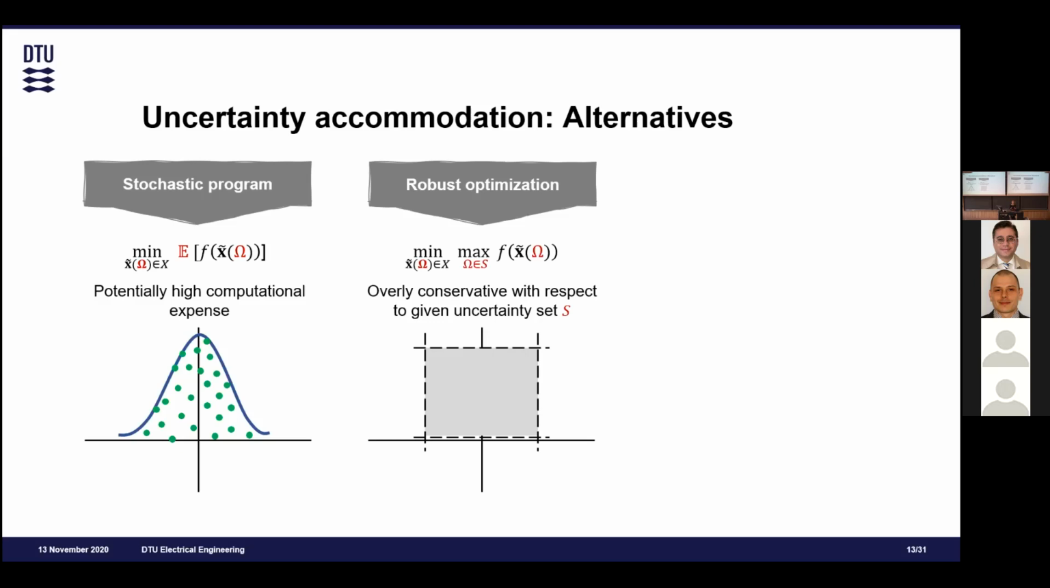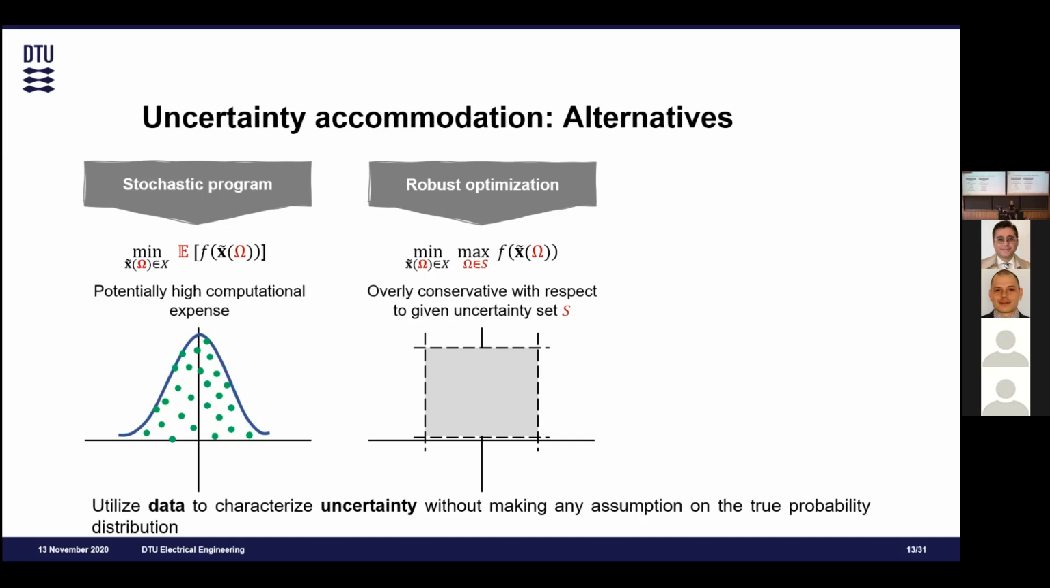Another approach is robust optimization. Here we try to encapsulate the underlying distribution of uncertainty in a set, the so-called uncertainty set S, and then optimize against the worst case in the uncertainty set, while ensuring feasibility in all cases. And then the results might be overly conservative with respect to the given uncertainty set S, and also it's a challenge to build an uncertainty set when we do not know the probability distribution omega.